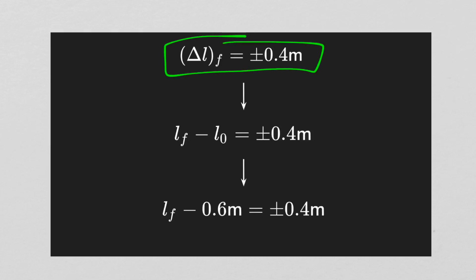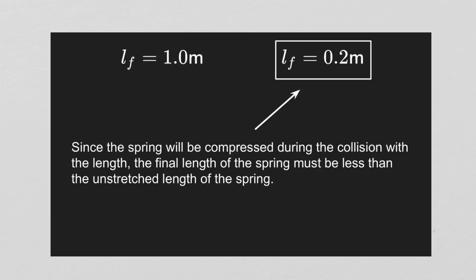How do we know if it's plus or minus? Well, the block's going to hit it, the spring is going to squish, so checking with reality, we know that delta L is going to be equal to minus 0.04 meters. Since the spring will be compressed during the collision, the final length of the spring will be less than the unstretched spring, which makes sense. It gets shorter because you squished it.